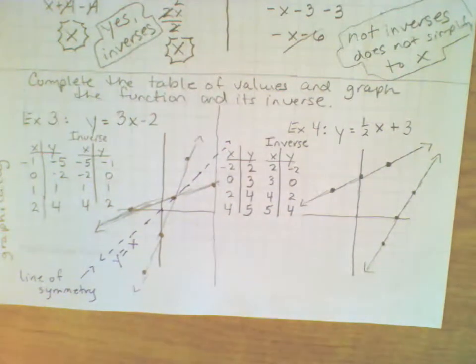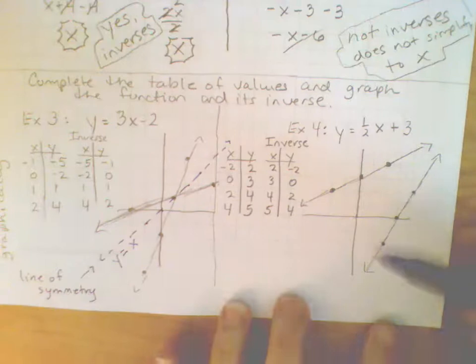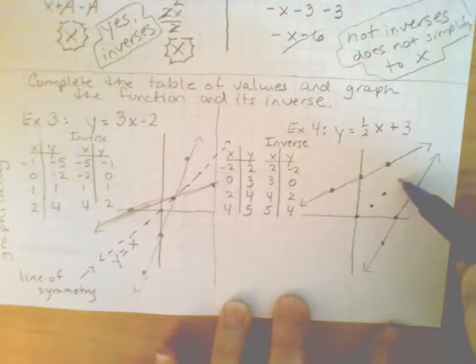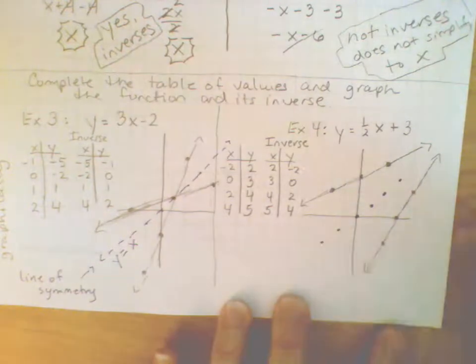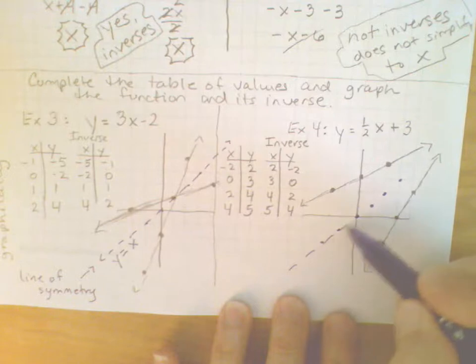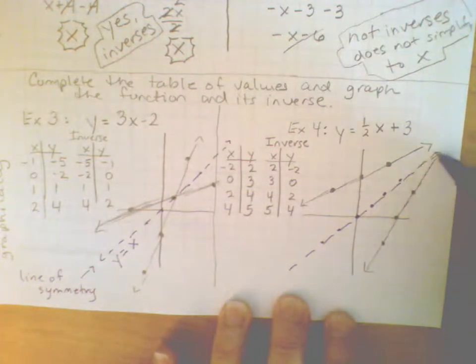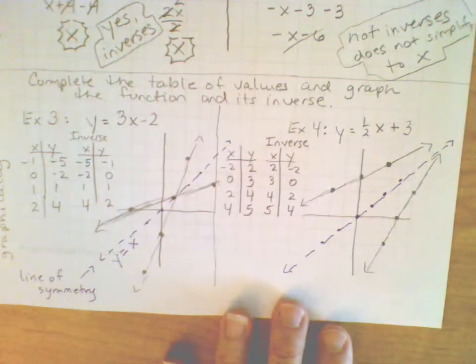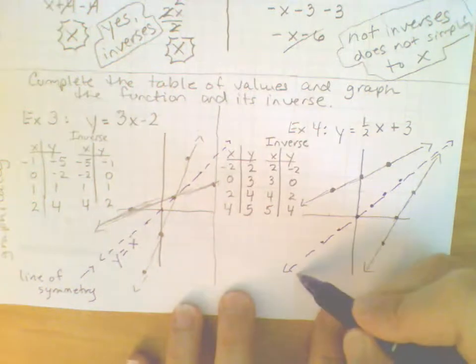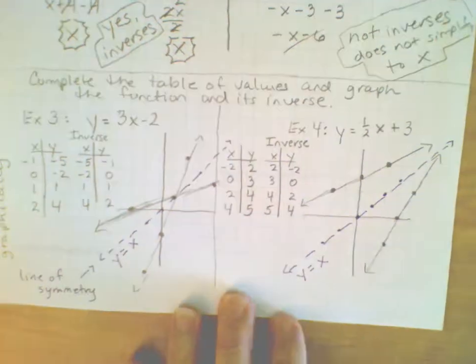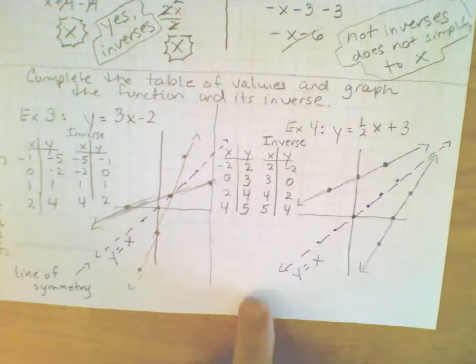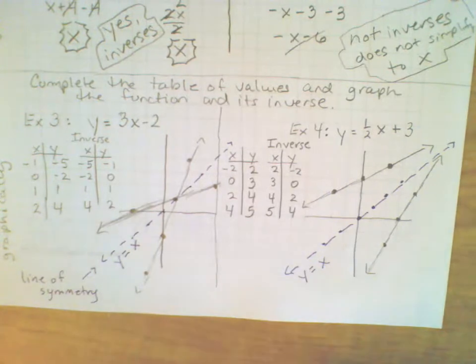Okay, then I'm going to show my line of symmetry with the equation y equals x. So that would just go up through the origin, slope of 1. I'm going to use a dashed line. And there's your line of symmetry. Which again proves that two functions are inverses to one another graphically. All right, have a great day.